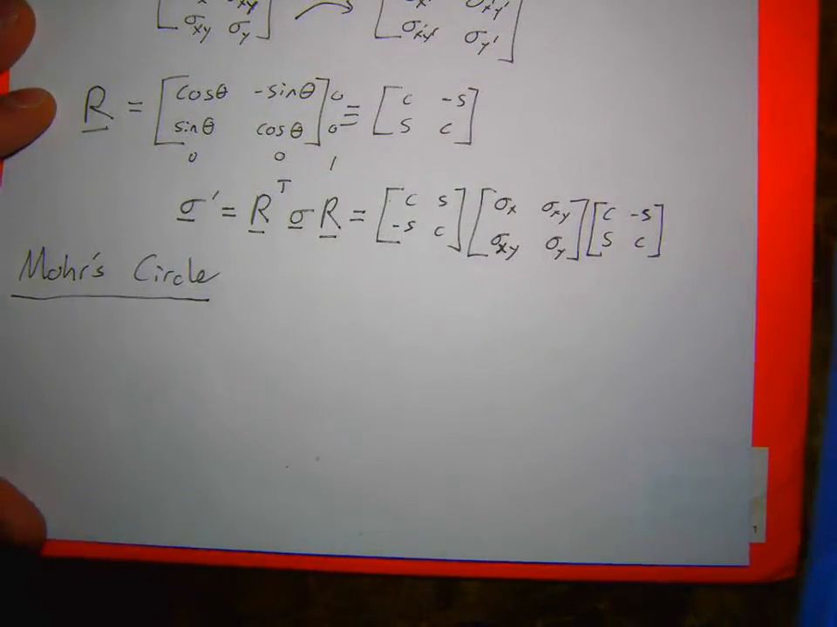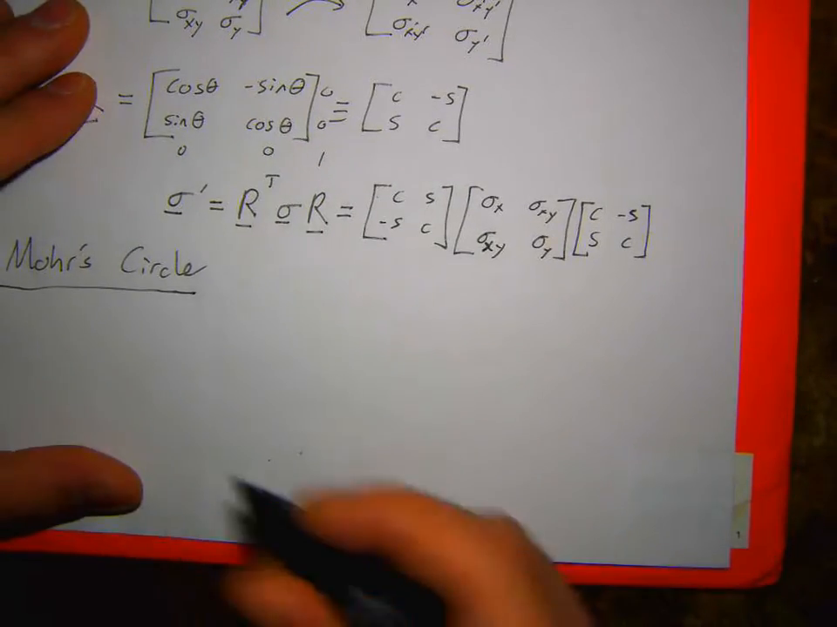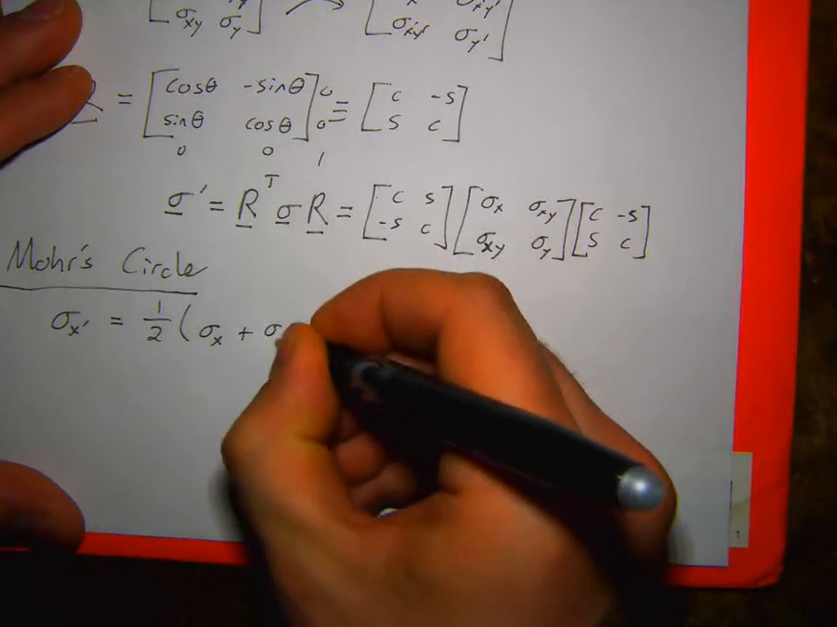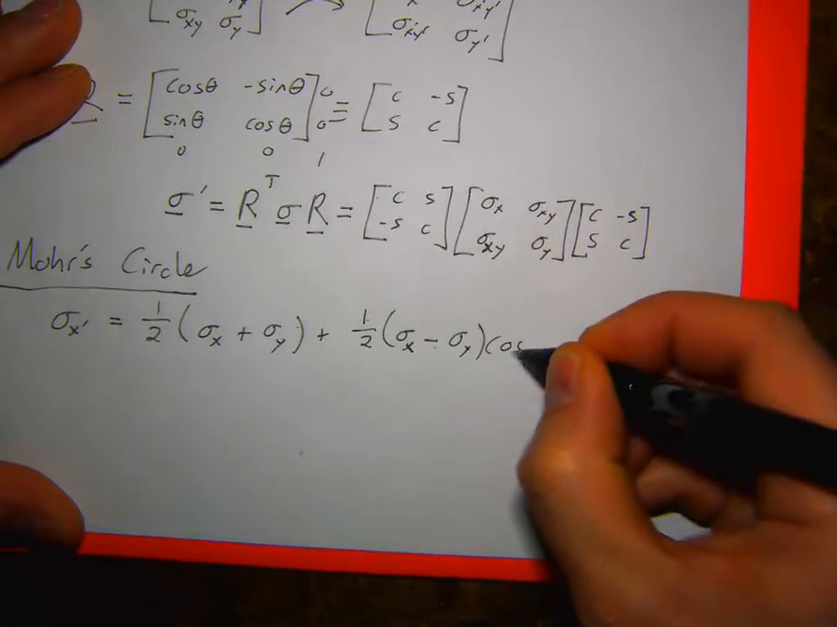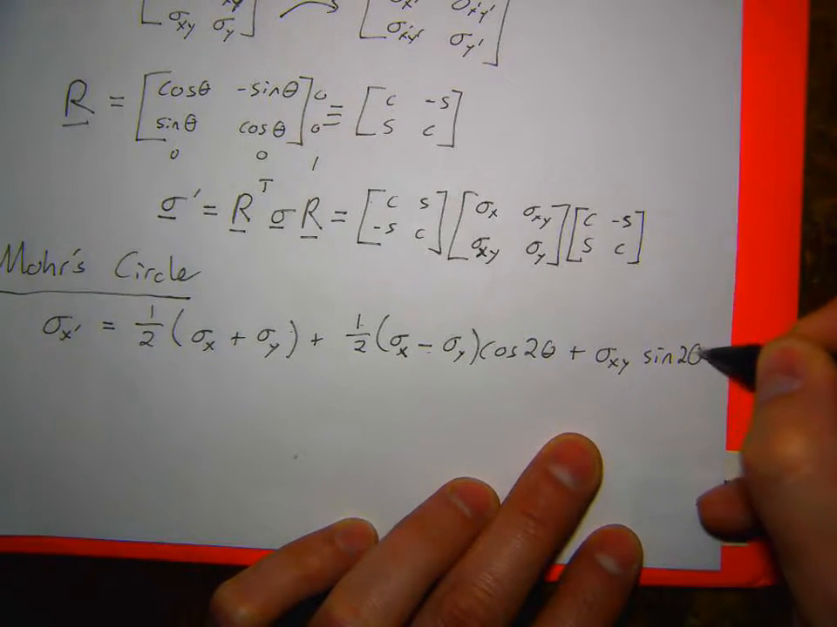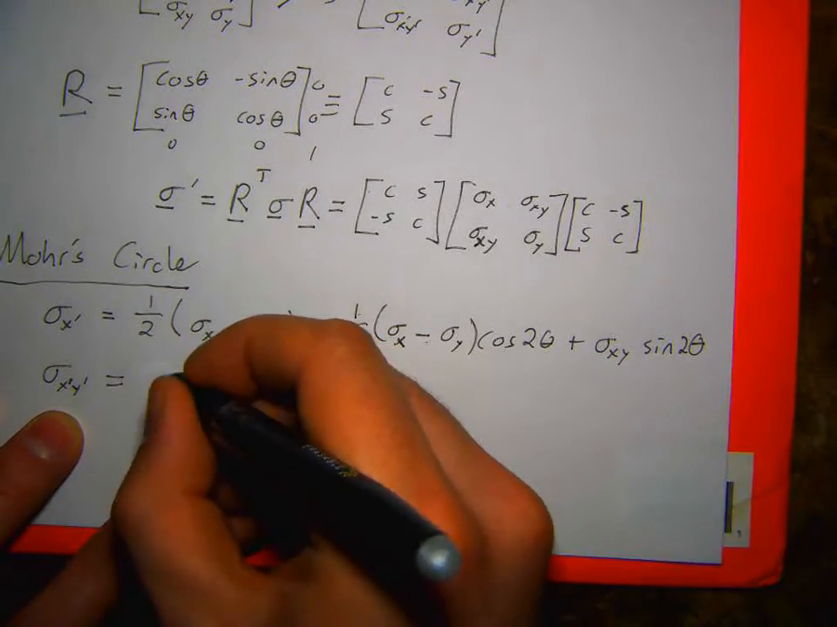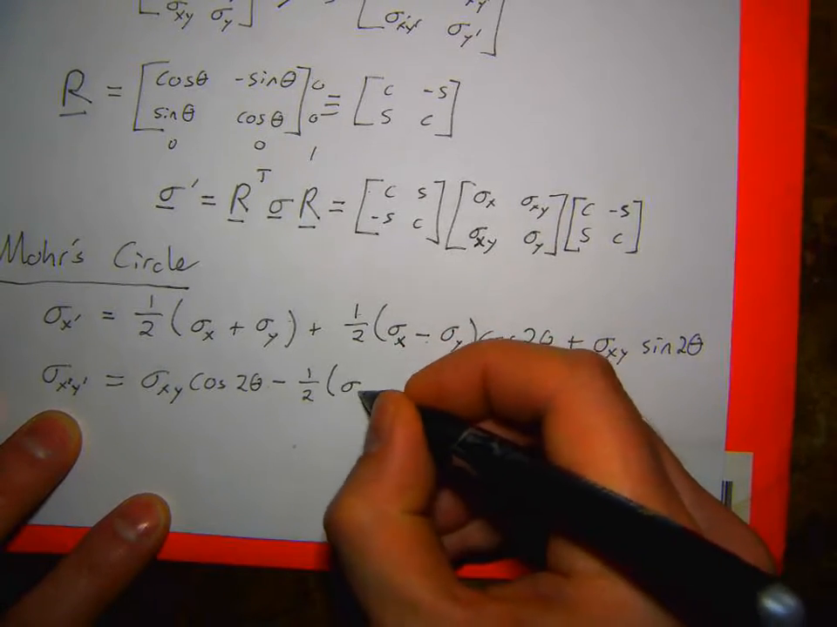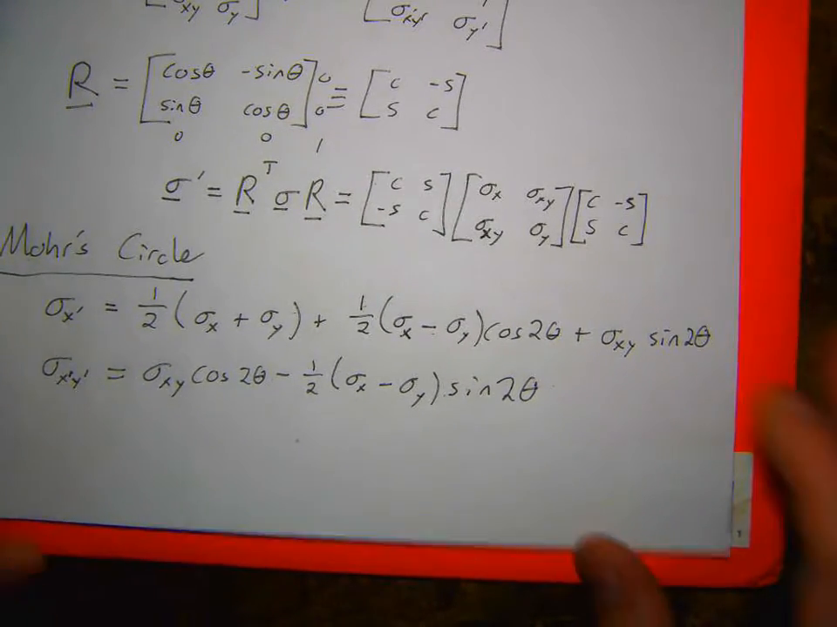The way to get to Mohr circle is you start from all of these stress transformation relationships. You throw some trig identities at them, and I am going to say now sigma x prime is 1/2 (sigma x plus sigma y) plus 1/2 (sigma x minus sigma y) cosine 2 theta plus sigma xy sine of 2 theta, and sigma x prime y prime is sigma xy cosine 2 theta minus 1/2 (sigma x minus sigma y) sine of 2 theta.